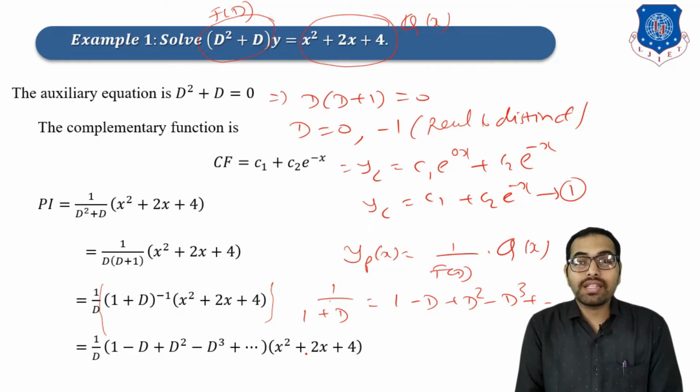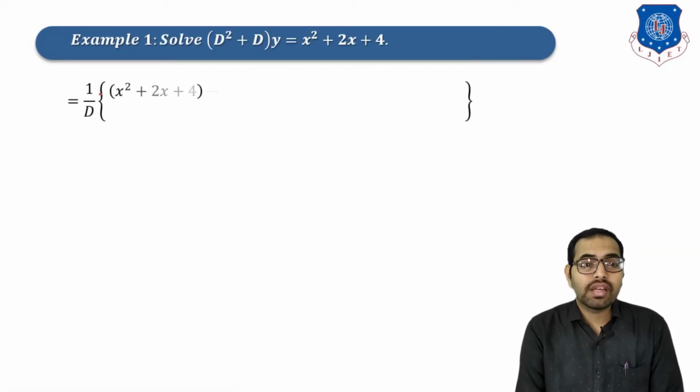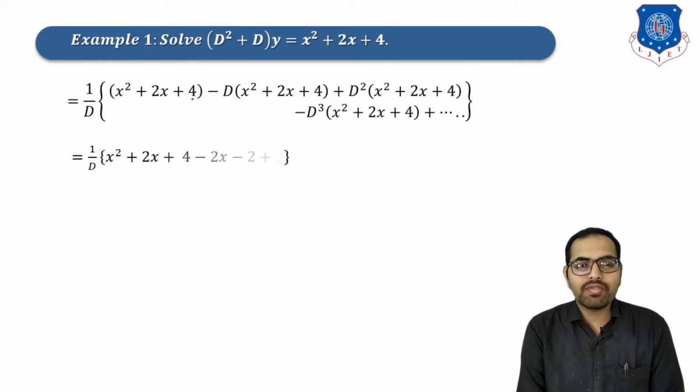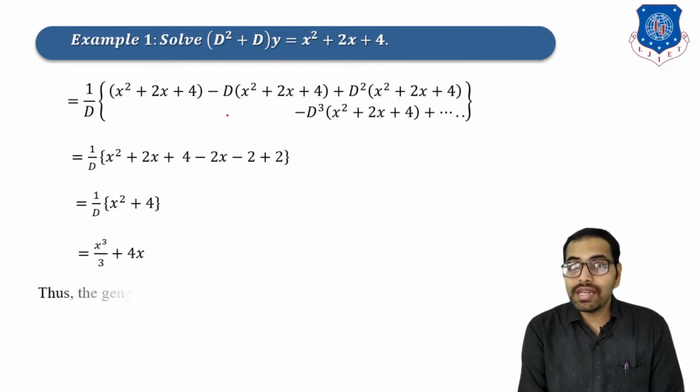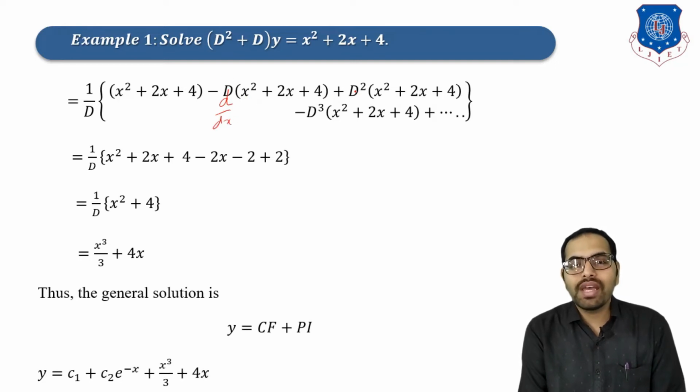See, then just expanding this term, 1 upon d is kept as it is, times x square plus 2x plus 4 into 1 minus d, that is our operator form, where d means single time derivative d by dx. X square plus 2x plus 4, then d square is twice derivative, then d cube is three times derivative of that particular term, and so on.